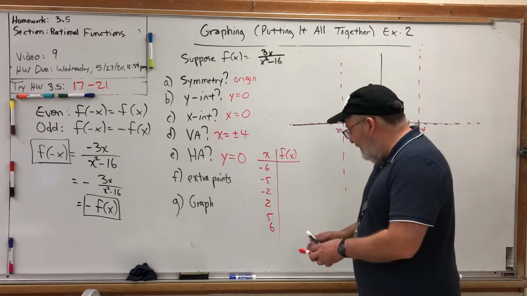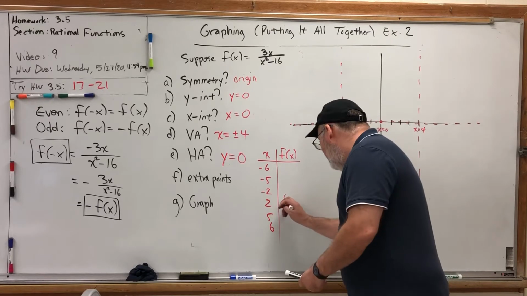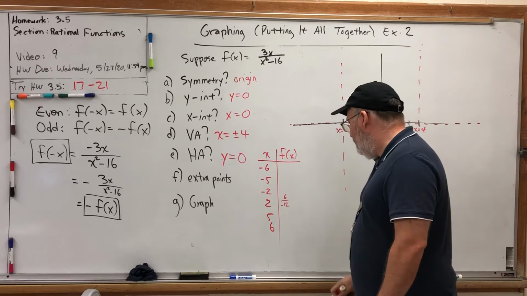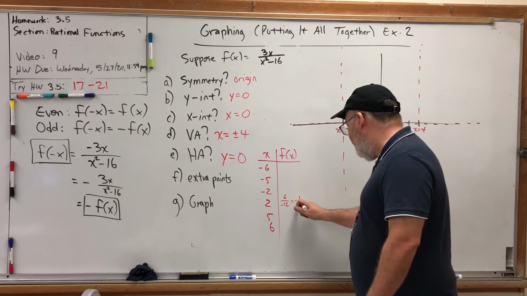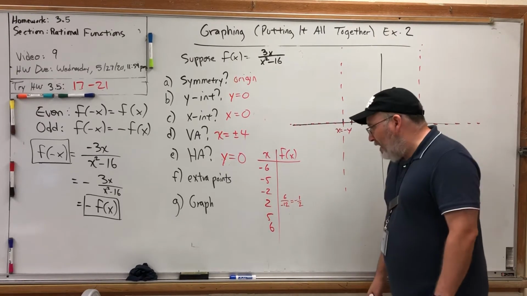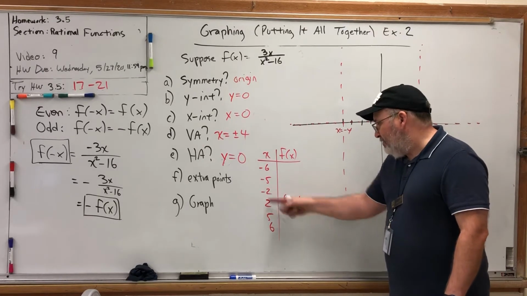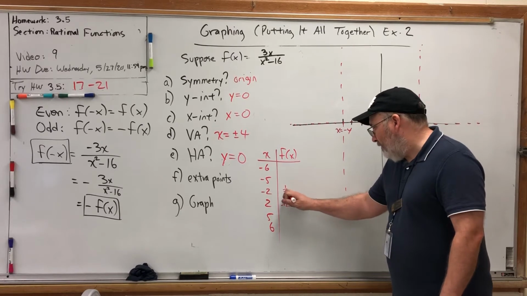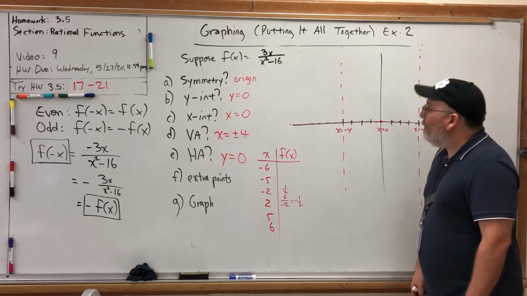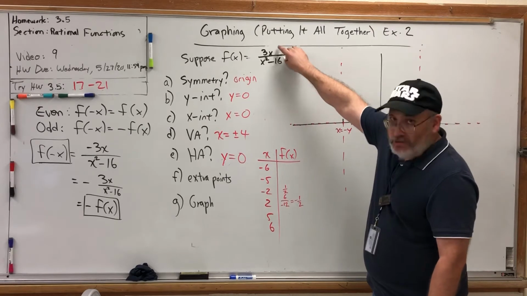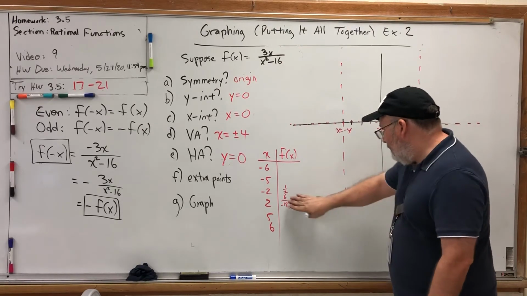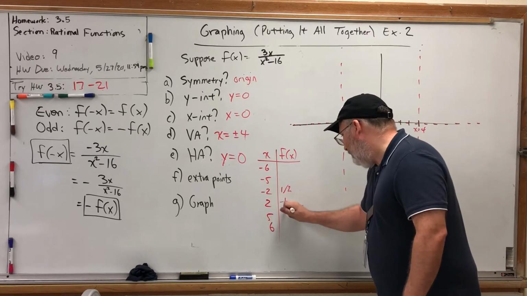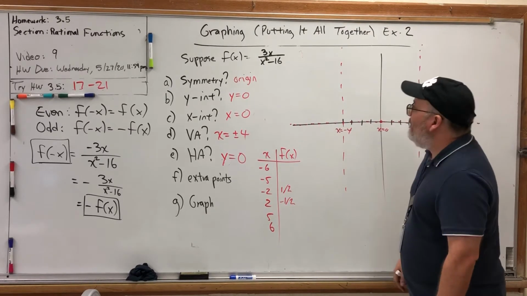If I put 2 in the top, I get 6. If I put 2 in the bottom, I get 4 minus 16, which is -12. That reduces to -1/2. But because this is an odd function, opposite inputs give opposite outputs, which means if I put in -2, I'll get +1/2. That makes sense, because we just get an extra negative sign up there. Let's clean this up. 1/2, -1/2.